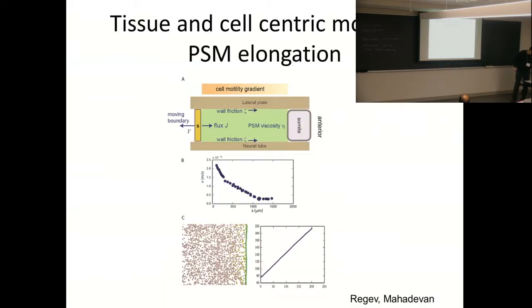But anyhow, this was just to mention that the model that I showed you, we've been working on trying to formalize this with Ido Regev and Mahadevan, who've been designing a continuum model wherein the presomitic mesoderm is described as a fluid, and the idea is that here the differential fluxes are leading to the push of a posterior moving boundary. So again, the system is confined between the lateral plate and the neural tube, and more anterior densities lead to the posterior push of the boundary. And they also came up with a cell-centric model, which also recapitulates the in vivo data.